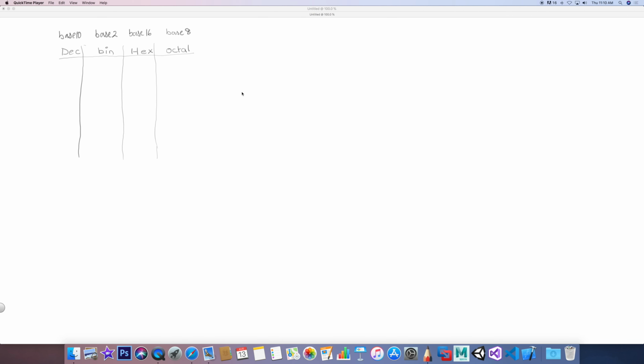Okay, so now we're going to conclude our series of videos on numbering systems by exploring the octal numbering system, and then conversions from octal to other bases. As you can see from this table, octal is base 8. We've already explored base 10, base 2, and base 16, and we've already explored conversions between these numbering systems.